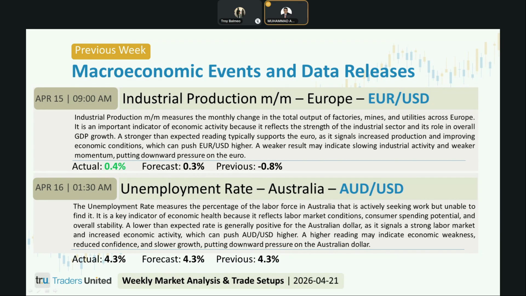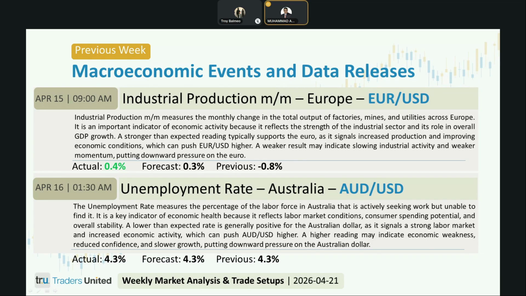Matched forecast at 4.3%. Labor market remained stable. No negative surprise in the unemployment data. Positive market sentiment supported the Australian dollar, and due to this reason, the price of AUD USD currency pair moved higher after the unemployment rate news release. The technical and sentiment considerations.